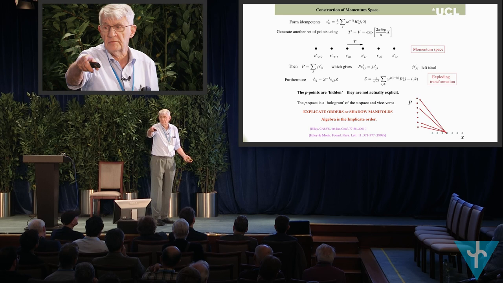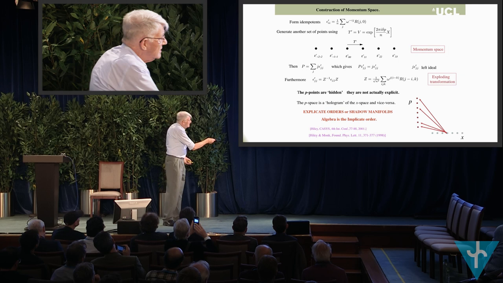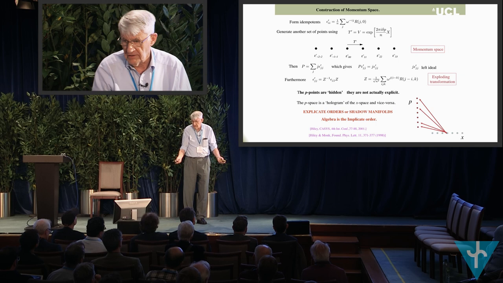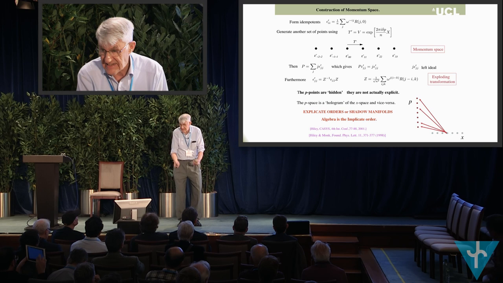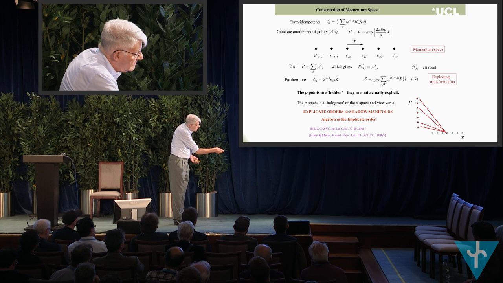Okay, furthermore, there is a kind of finite Fourier transform between these two. And we learn here that it's not that the P points are hidden. They don't actually exist, even in the algebra. So it's not a question of hidden variables, they just don't exist. Okay, and so this is the idea of David's explicate orders: you can either get out a shadow manifold in X space, or you can get out a shadow manifold in P space.